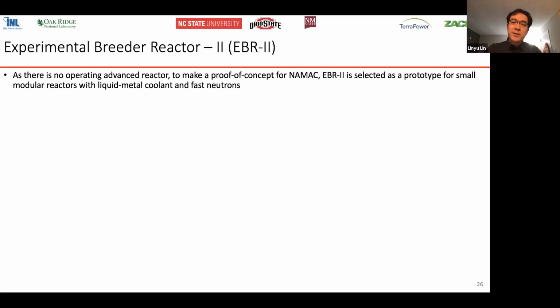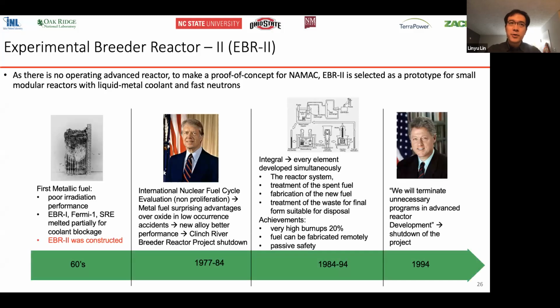Because our NAMAC system is designed for advanced reactors, and there is currently no operating advanced reactor in the whole world, to make a proof of concept for NAMAC, we select EBR-II as the prototype for a small modular reactor with liquid metal coolant and fast neutrons. This is just one prototype for us to demonstrate the concept. And here it shows a brief history of the EBR-II reactor. It was completed in the 1960s, and decommissioned in 1994.